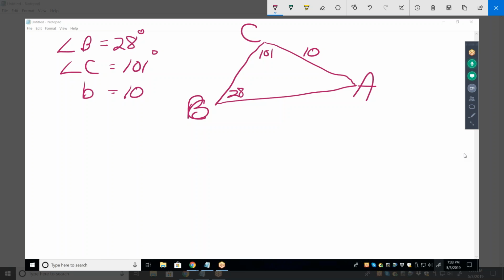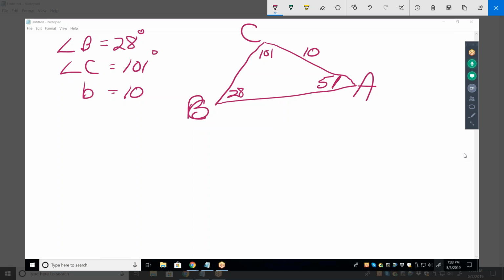No, angle A, what's the sum total of the 3 angles of a triangle? Always equal to 180. So what is that, 51? Okay.